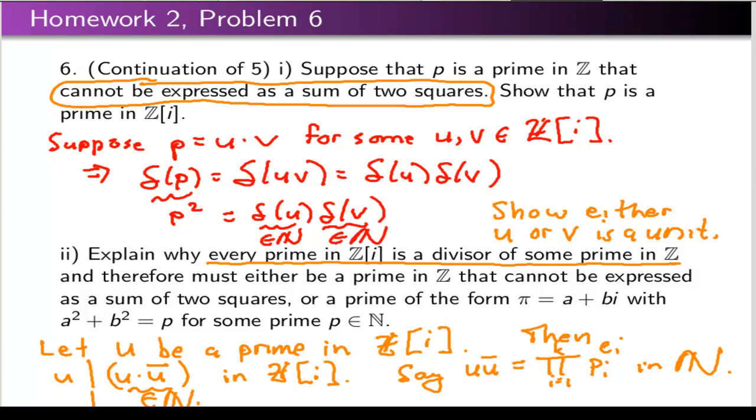Well, if it's a divisor of that product, what does that tell you about its relationship to one of these primes in here? I wanted to prove that u was a divisor of some prime in Z. So I think you're at that point. And therefore, it must either be a prime in Z that cannot be expressed as a sum of two squares. Okay, so now we just use the previous couple parts that tell us exactly how primes in the integers factor in the Gaussian integers.